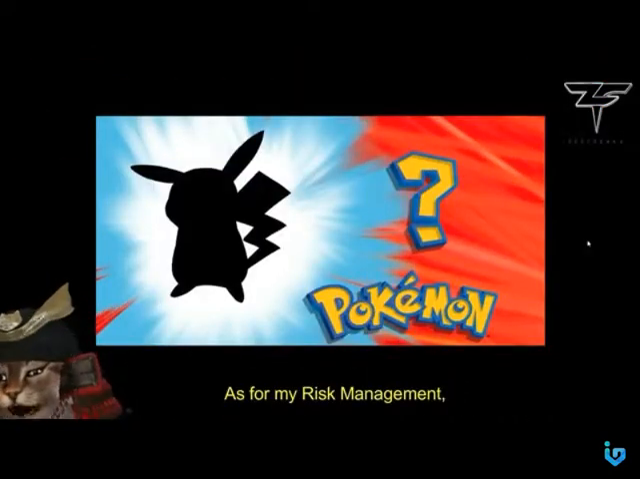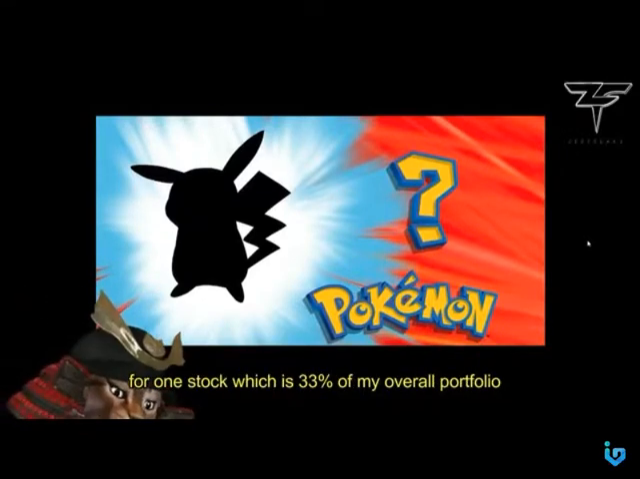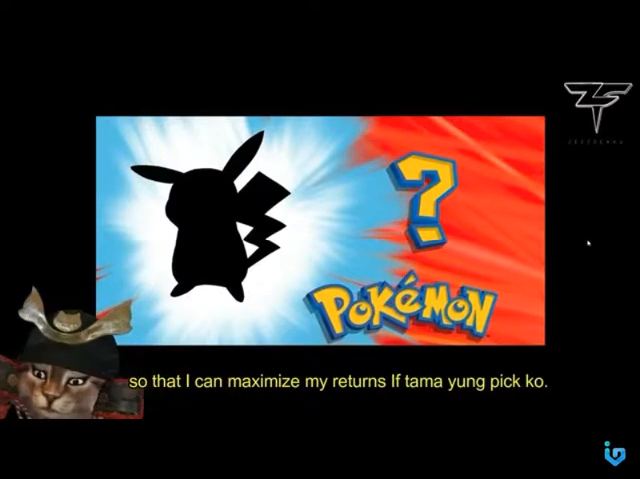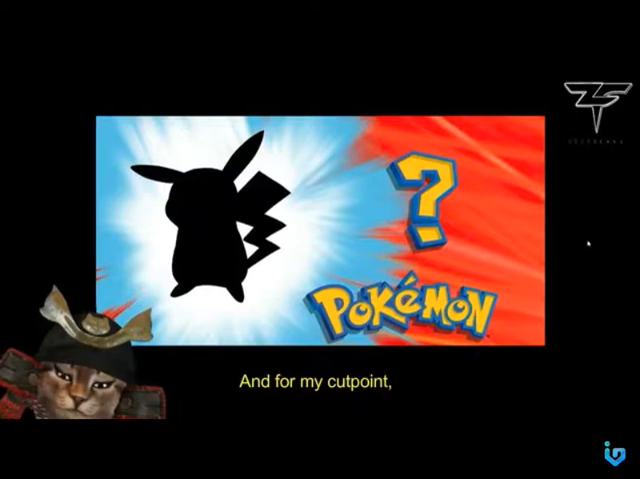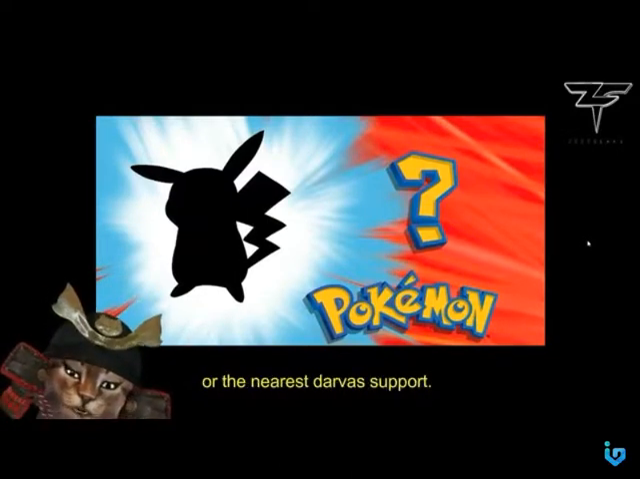As for my risk management, I allocate the maximum amount allowed for one stock, which is 33% of my overall portfolio, so that I can maximize my returns if tama yung pick ko. As for my cut point, it's set either at 1 to 3% from my entry or the nearest support.